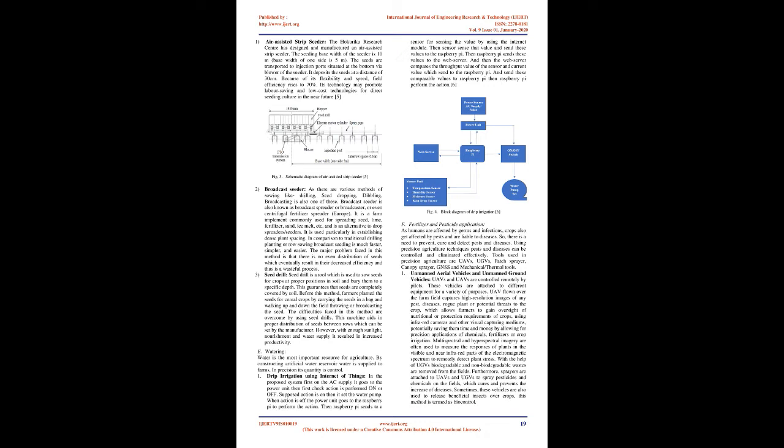Then the Raspberry Pi sends a request to a sensor for sensing the value by using the internet module. Then the sensor senses that value and sends these values to the Raspberry Pi. Then the Raspberry Pi sends these values to the web server. And then the web server compares the throughput value of the sensor and the current value which was sent to the Raspberry Pi, and sends these comparable values to the Raspberry Pi. Then the Raspberry Pi performs the action.